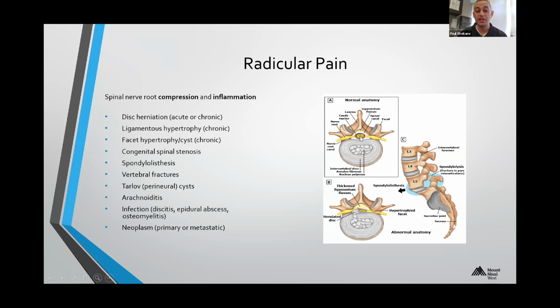If a patient has congenital spinal stenosis, this also puts you at risk for lumbar radiculopathy, along with some other not as common pathologies, such as Tarlov cysts, arachnoiditis, infections, and neoplasms. All this can relate to radicular pain.